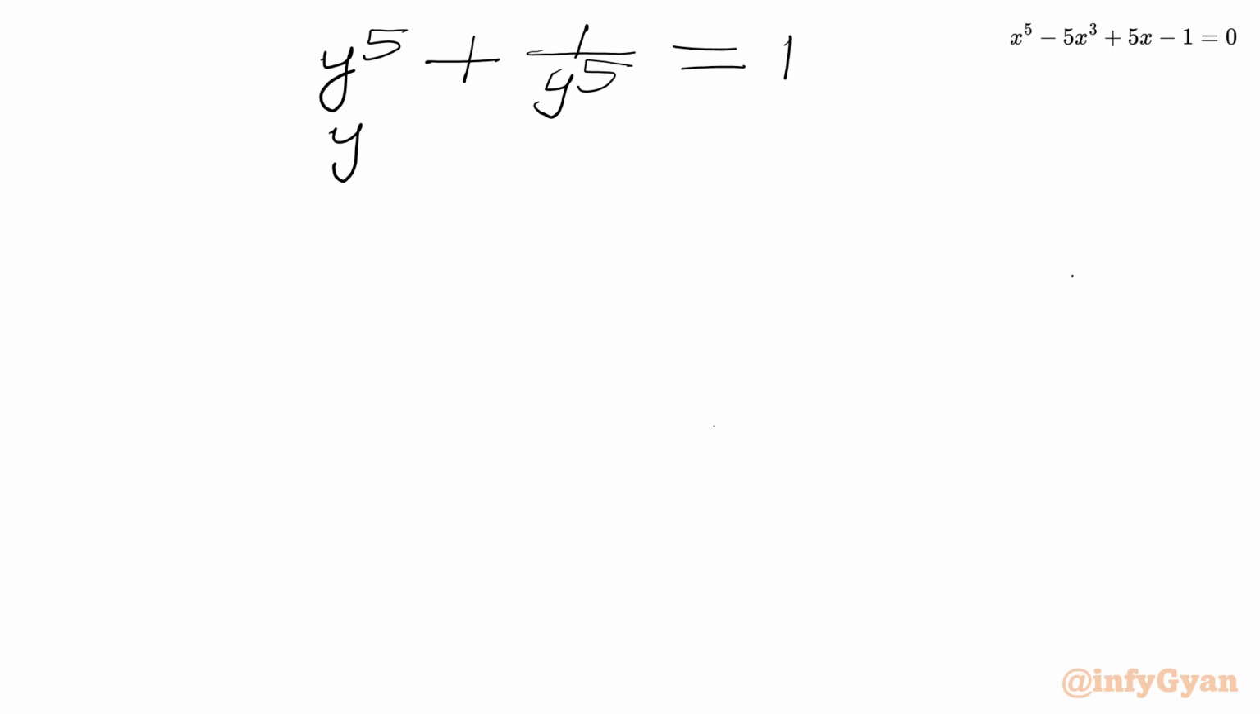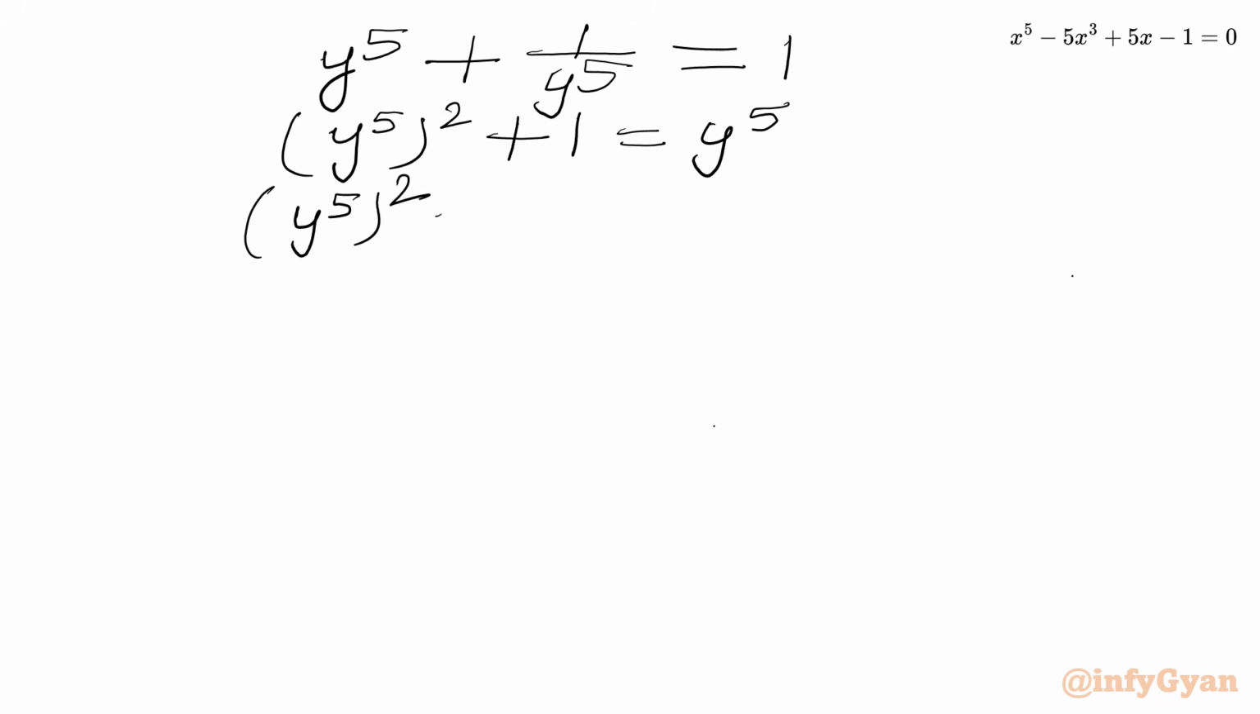Now we will take LCM over here. So y power 5 whole square plus 1 over y power 5 equal to 1, or we can multiply y power 5 with 1. So we will be having y power 5 in RHS. Now y power 5 whole square minus y power 5 plus 1 equal to 0. This is one quadratic equation in y power 5.